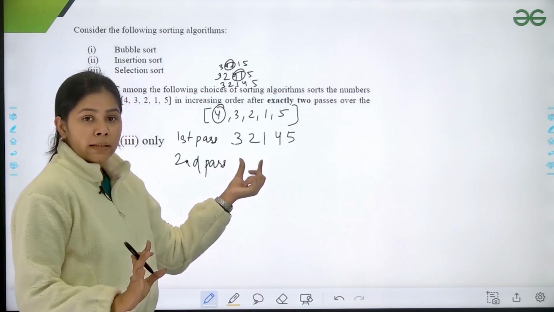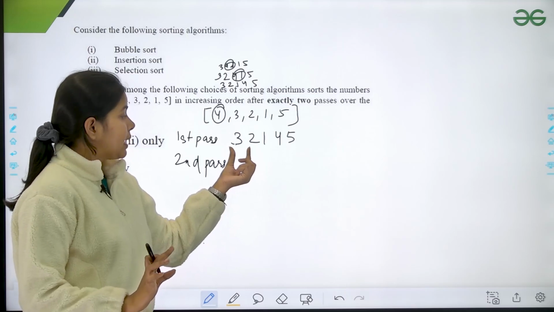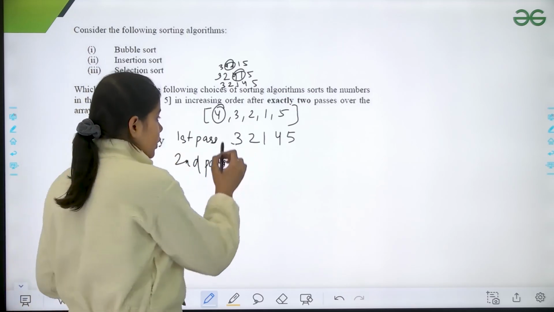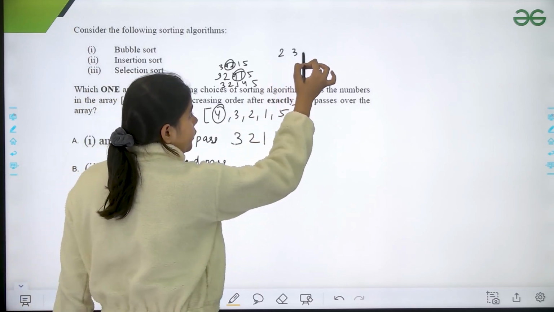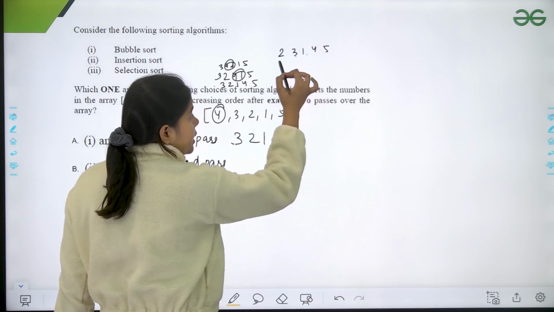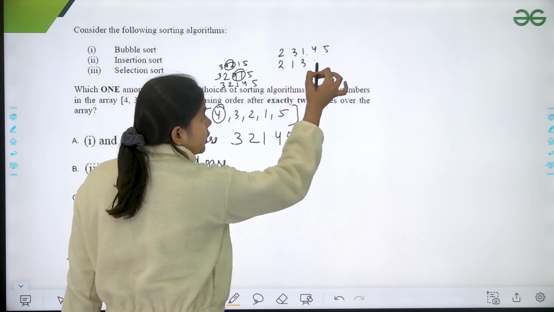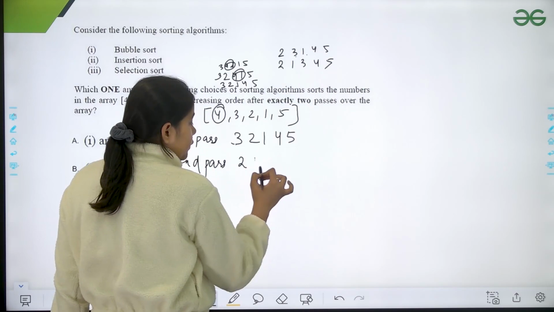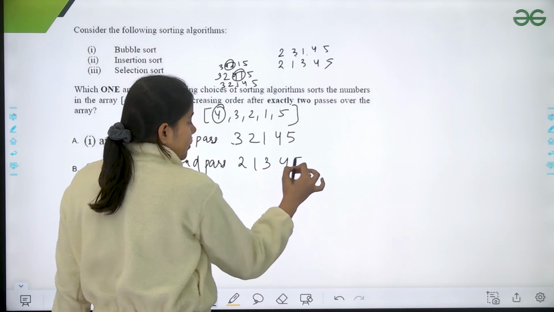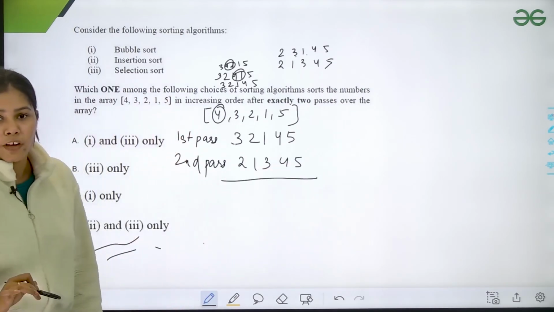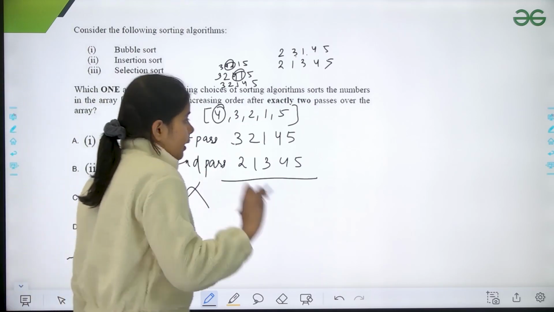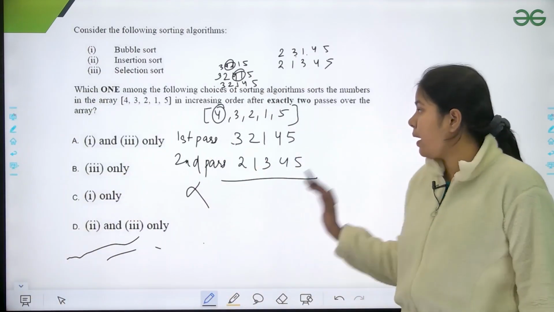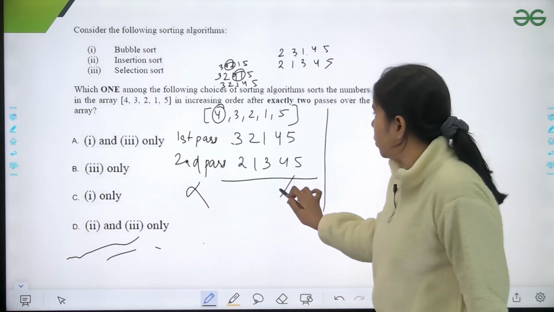So I'll check here, 3 is not less than 2. So it would become 2, 3, 1, 4, 5. Again, 3 is not less than 1, so it would become 2, 1, 3, 4, 5. After the second pass, I'm getting this array 2, 1, 3, 4, 5. This is not a sorted array. So that's why I'll say that in bubble sort, it would not work.